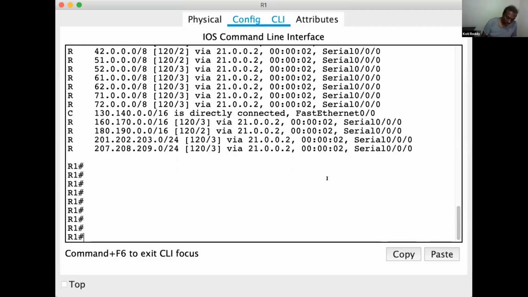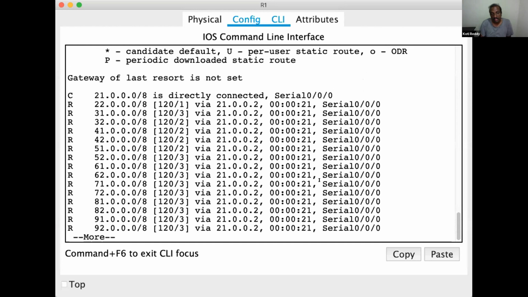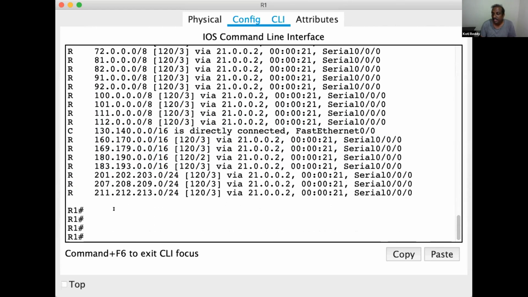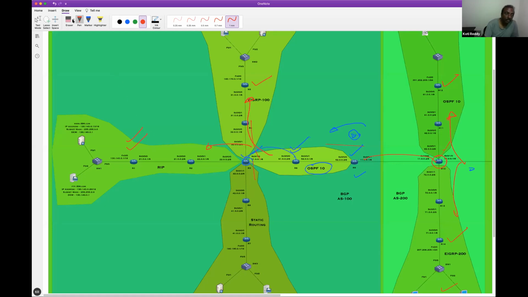I go to R1. There also I should see this. I say show IP route. I should see these routes in the routing table. I should see the 90 series, 100 series, 110, all I can see. You understand now? So everywhere the routes are there, right? That is the case. All the systems in the different ISPs should be able to talk to each other.